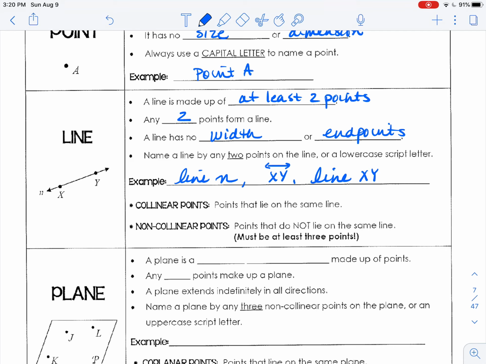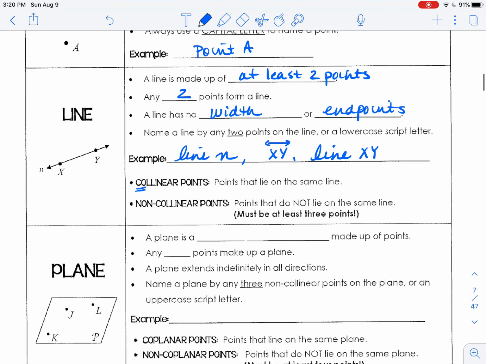Collinear points are points that lie on the same line. Co meaning the same. When it's non-collinear points, these are points that are not going to be on the same line. Any 2 points always make up a line. So in this case, it must be at least 3 points to be non-collinear.